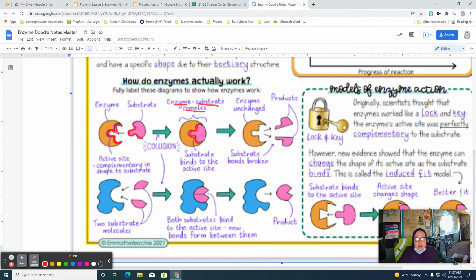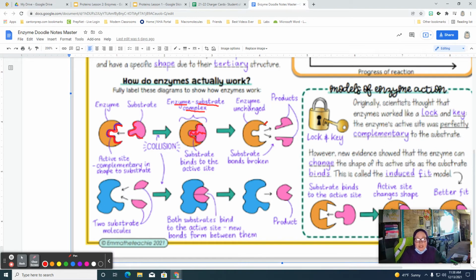Now the substrate is only going to bind at the active site. What's going to happen at this time when they're bound is that the enzyme is going to pull apart some of the hydrogen bonds, some of the bonds inside the substrate. So some things are happening. The bonds within the substrate are being broken apart by the enzyme. The enzyme is twisting and turning and breaking apart the bonds inside the substrate.